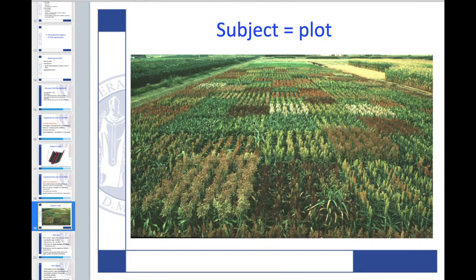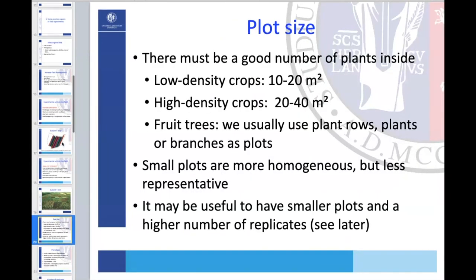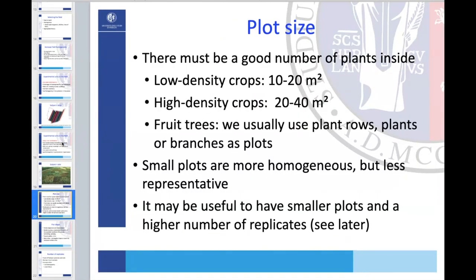So this is a small plot experiment. Plot sizes range from 10 to 40 square meters. If we have high density crops, we can have smaller plots because we have a lot of plants. For example, think about wheat. Wheat requires 350 plants per square meter. So with 10 square meters, we already have 3,500 plants, which is a lot for an experiment.